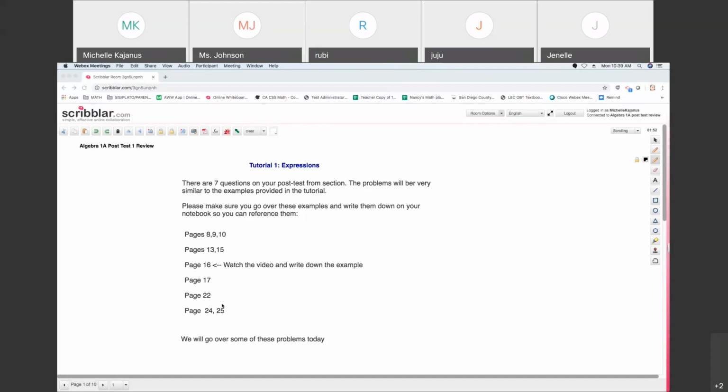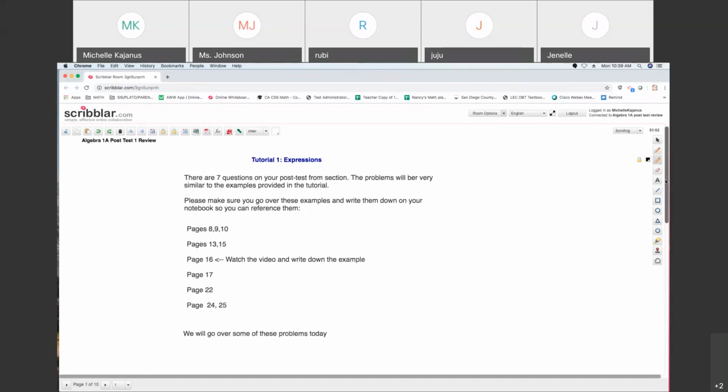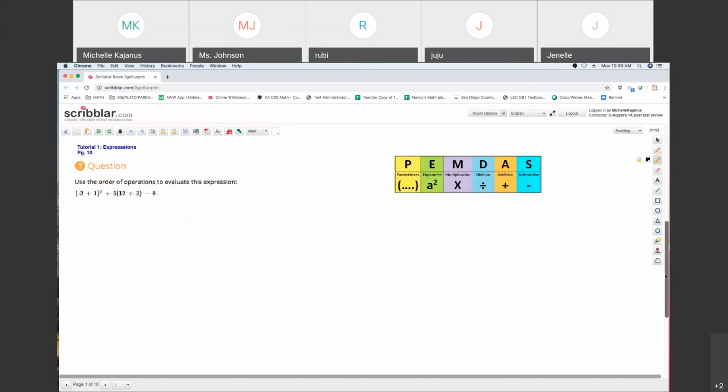I will go over some of these problems, but I'll try to get to as many as I can from the other tutorials as well. I'm going to begin with the first problem. The problem is from tutorial 1, page 10. Can everybody see the problem? Is it too small? Is it too big? Can you read it? If you guys are good, please type in the chat.